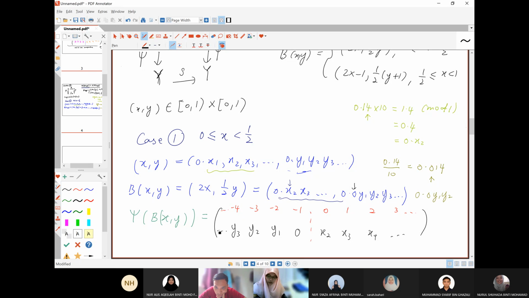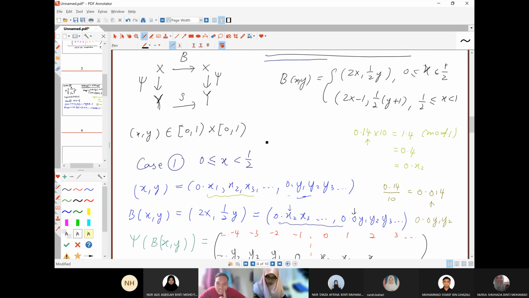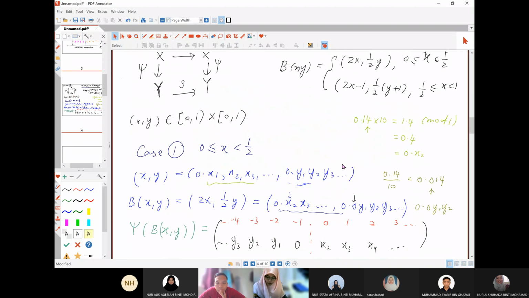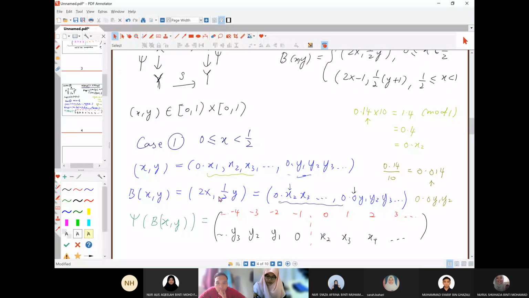Okay, so you can write the psi bxy is like this. So this is your macam your image lah. Sebab kita punya jawapan sebelum ni kita define psi xy as like this. Okay, so you can leave your answer like that. So psi bxy adalah dalam bentuk ini. Okay, now kita dah settle on the left hand side, left hand side for the case of less than half.